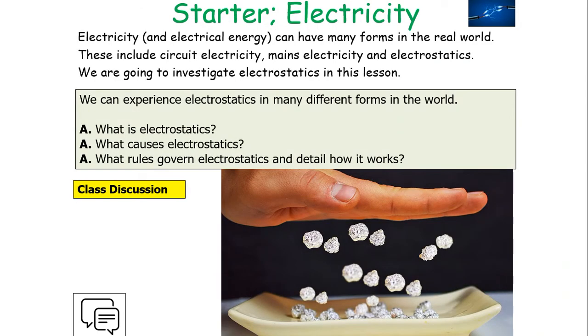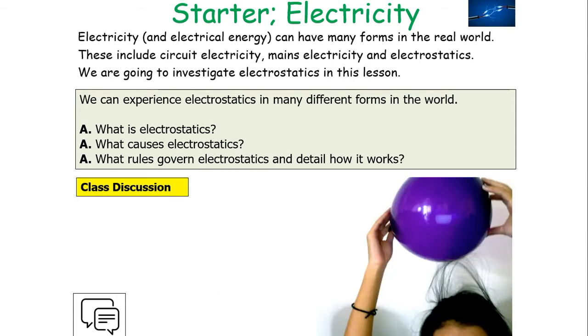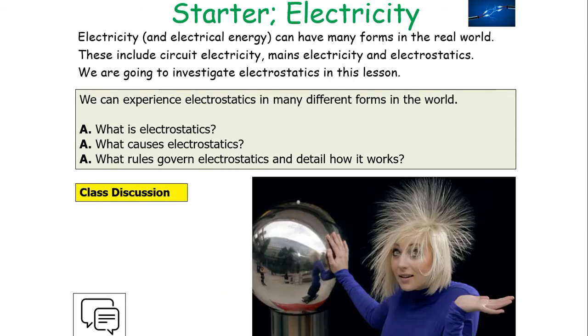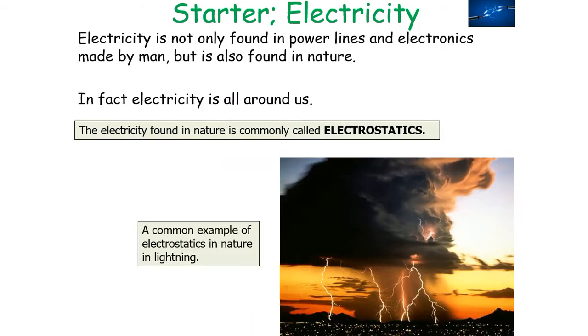Electricity and electrical energies can have many forms in the real world, such as electricity in circuits, electricity in the mains, and also electrostatics. In today's lesson, we're going to look at electrostatics, and we can experience electrostatics in many different forms in the world. But what is electrostatics? What causes electrostatics? And what rules govern electrostatics and detail how it works?